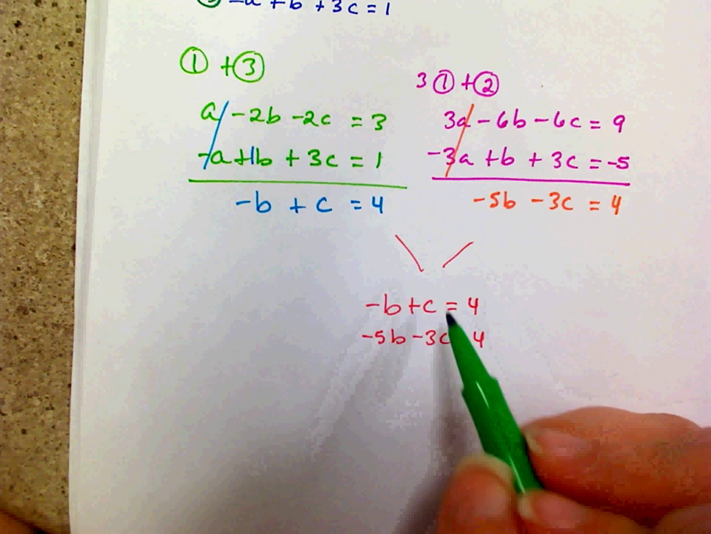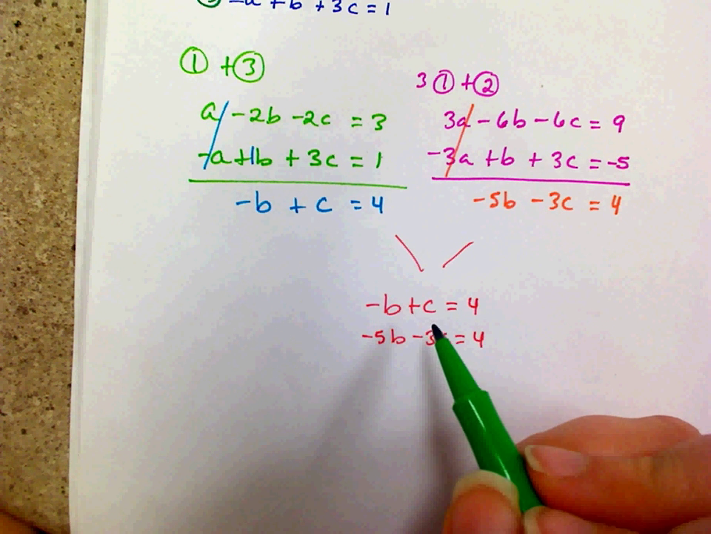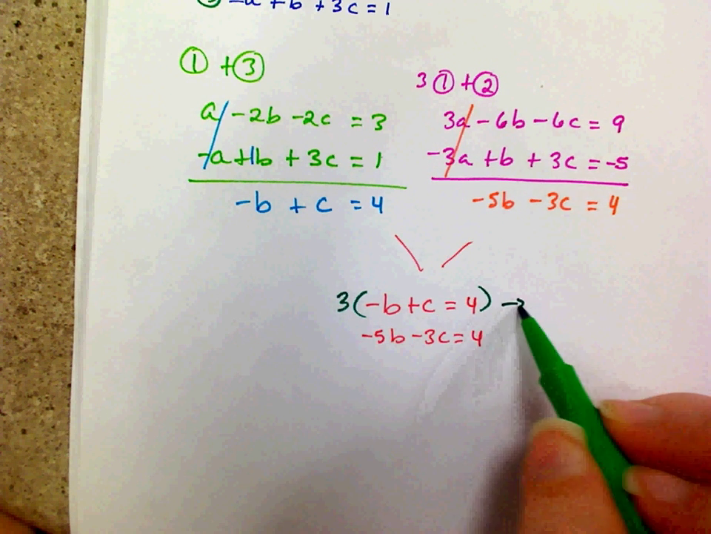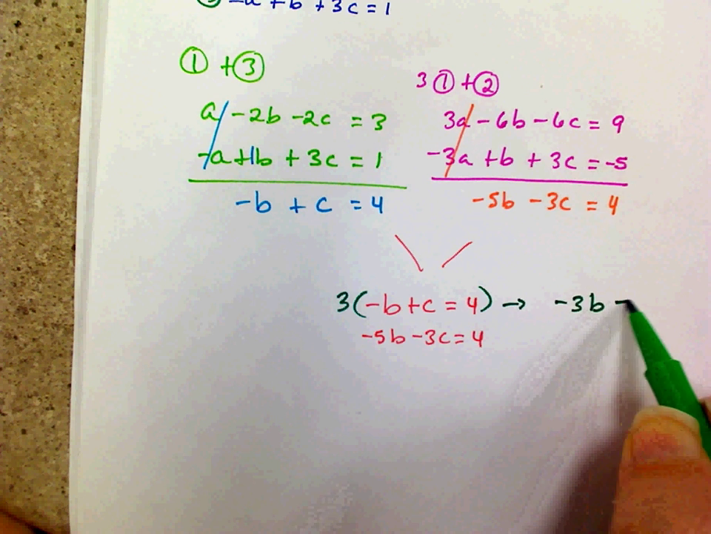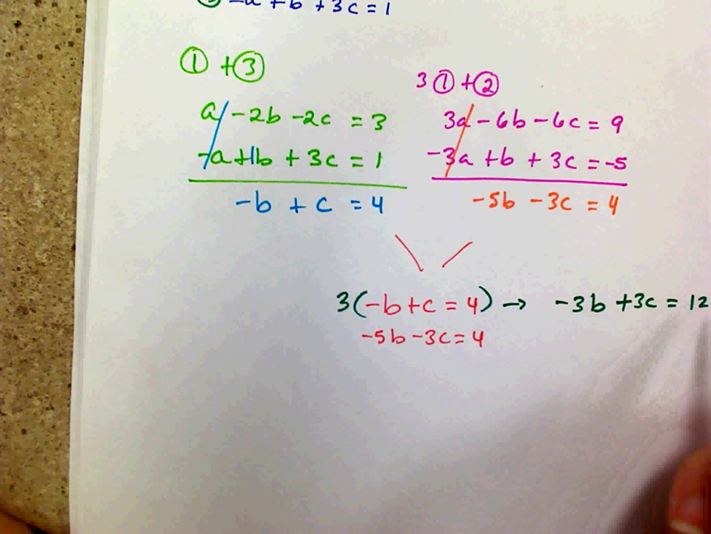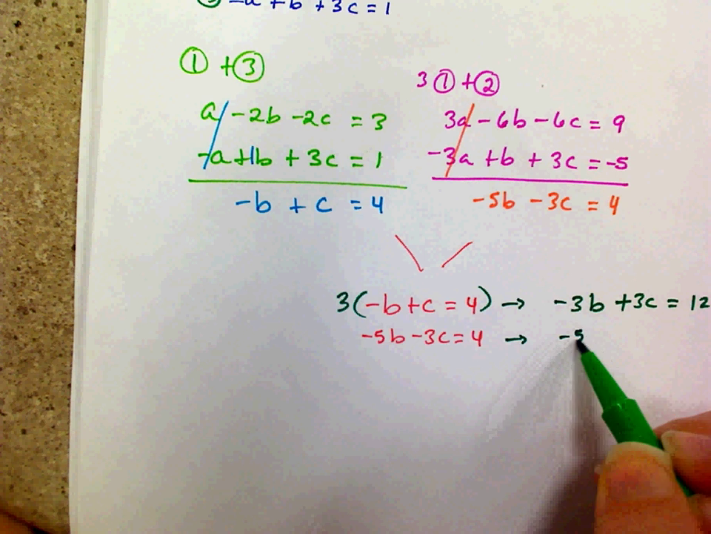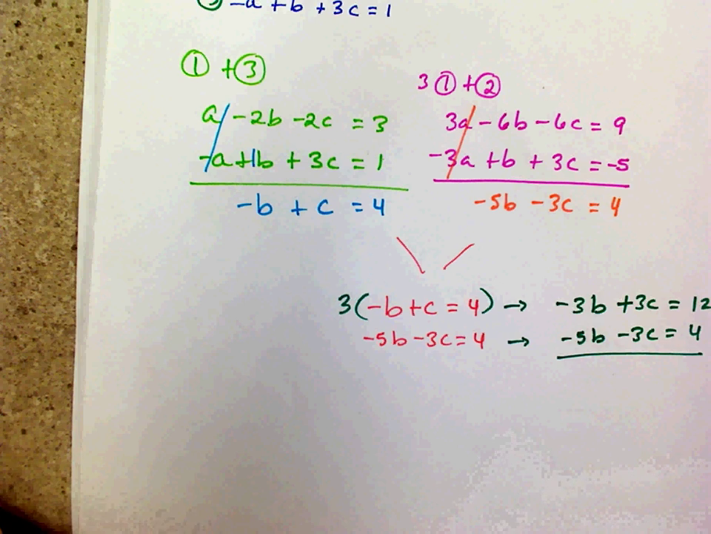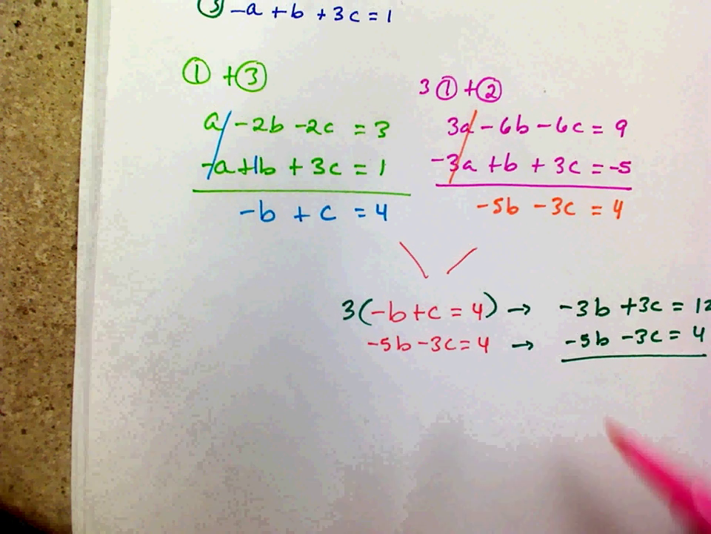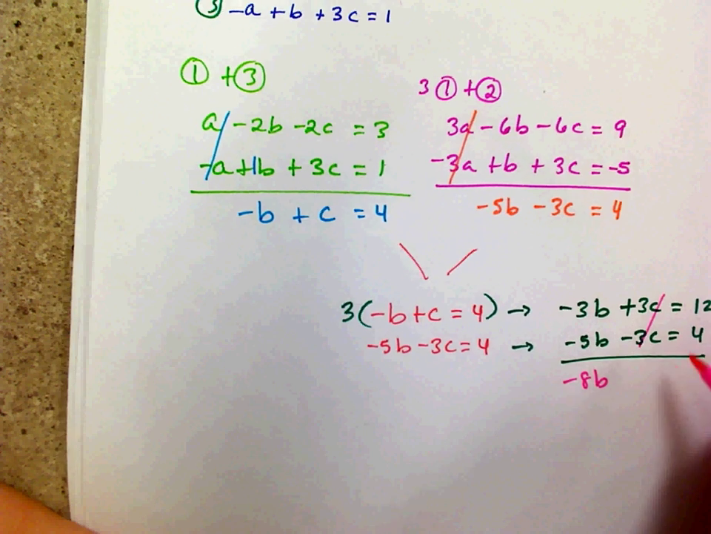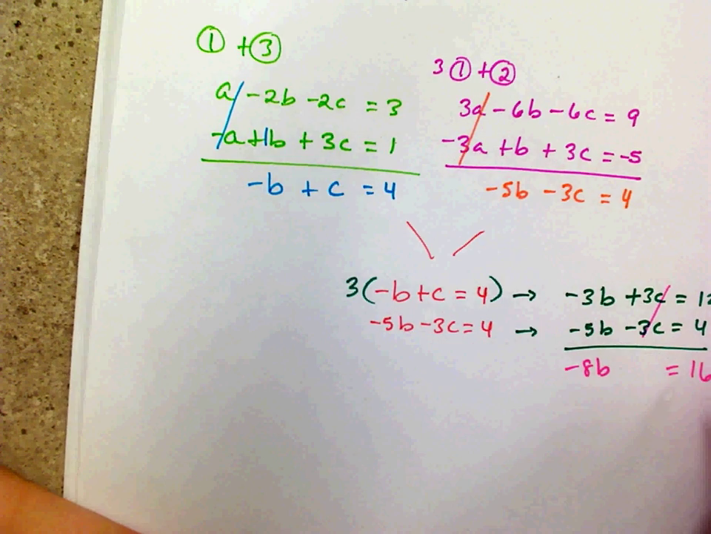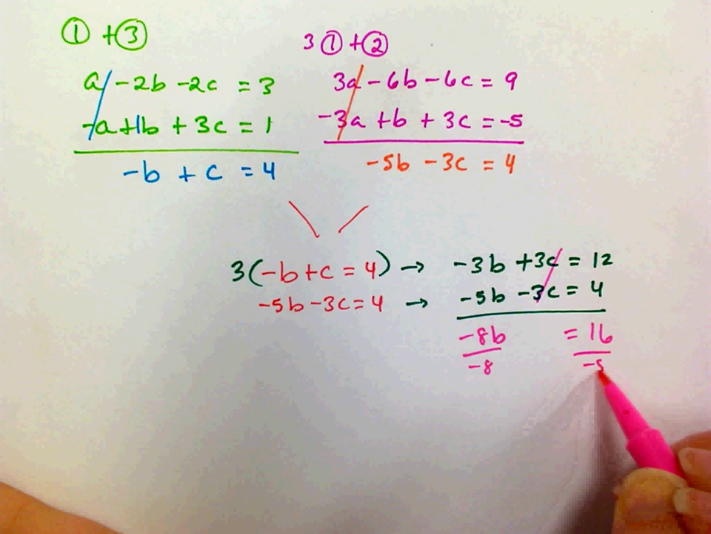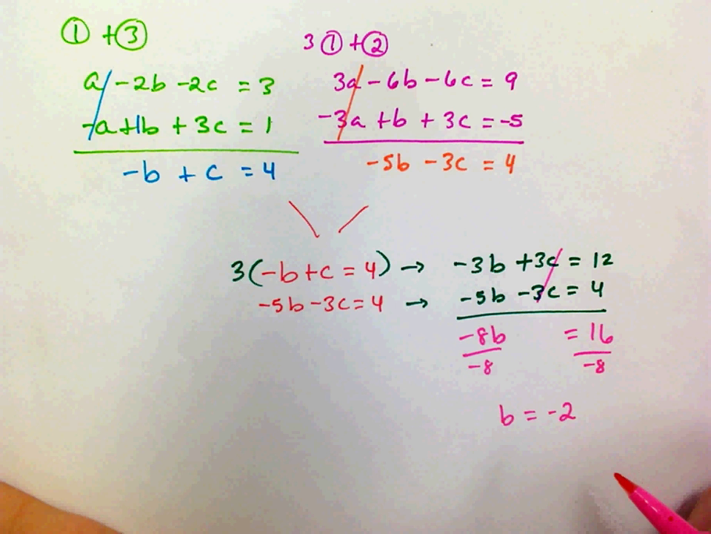But it's a little bit easier for me to see just multiplying this C by 3 to cancel out with that one. So I'm going to multiply that row by 3. I'm going to write it right there. So negative 3B plus 3C equals 12. And then just write that one. Negative 5B minus 3C equals 4, and then add them up. So when I add them, I get a negative 8B, those cancel out, and I get 16. I divide by negative 8, and you get negative 2 as your answer for B, okay?